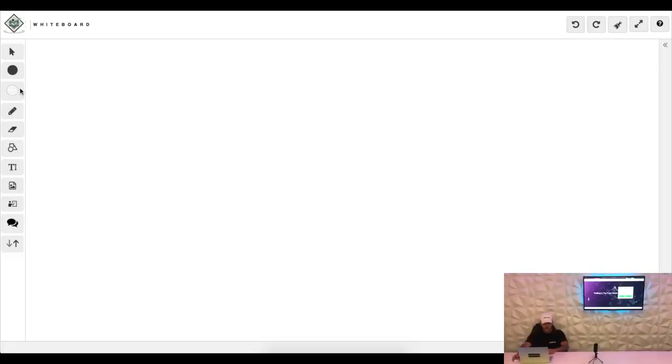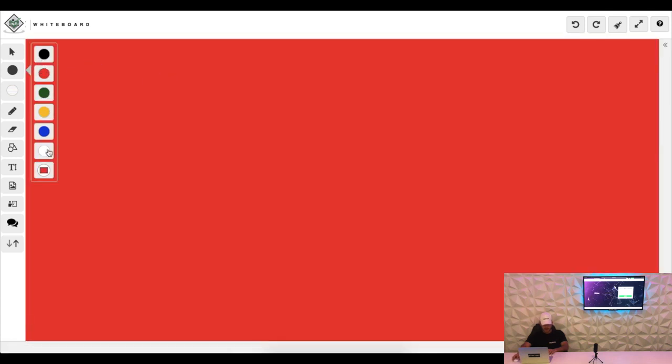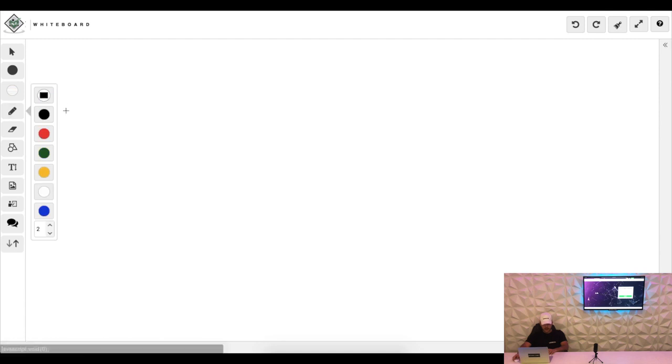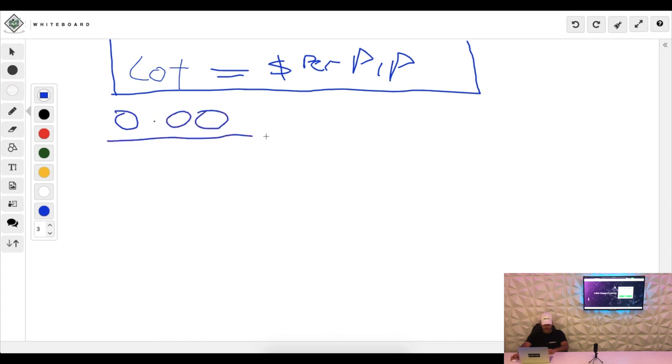So now that we're here, as mentioned, lot sizes equal dollars per pip. I don't know if you remember when we were on MetaTrader, we will go back, but we had 3 digits, and I said I was going to explain it later. So it is the lot sizes.